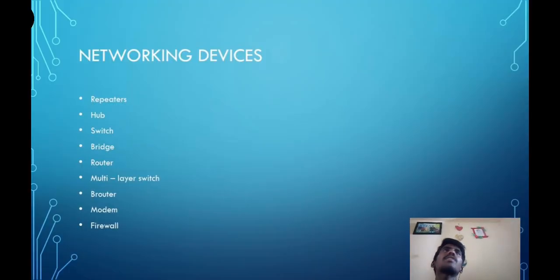So what are the networking devices involved in computer networking? I told you before: repeaters, hubs, switches, all these terms. Let's look into this in a detailed view. So repeaters, hubs, switches, bridges, routers, multi-layer switch, modem, firewall. Let's look at these.